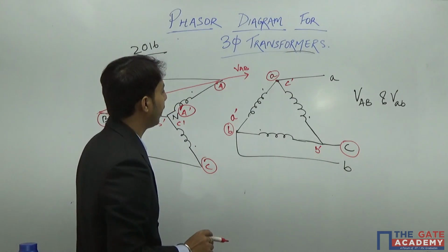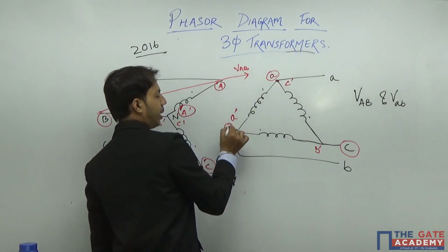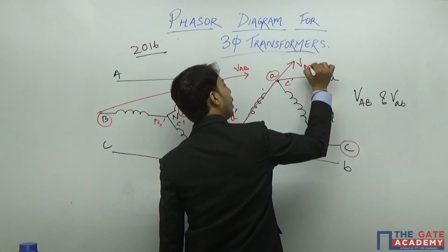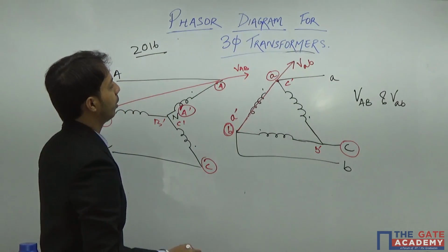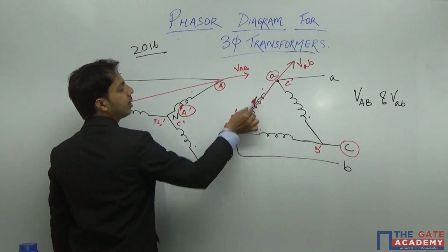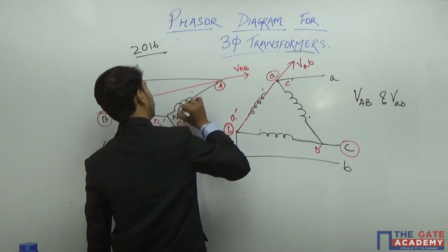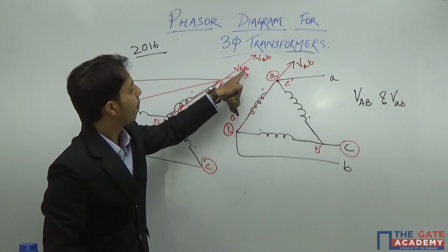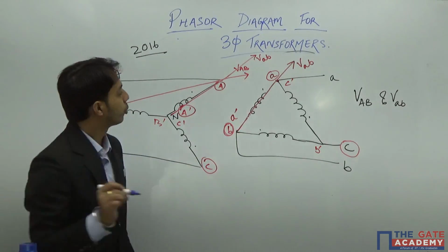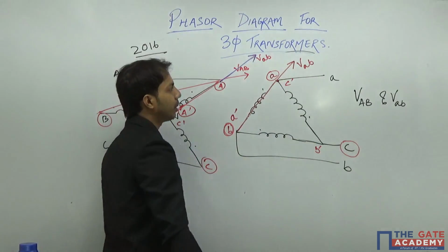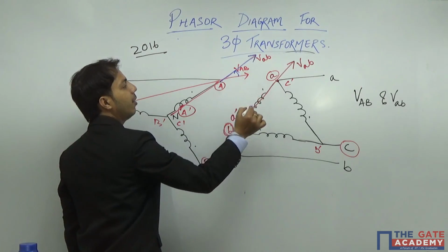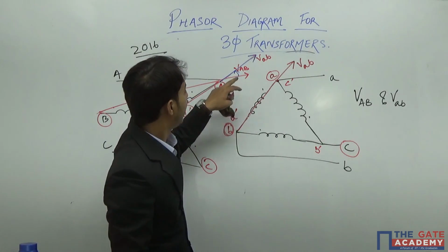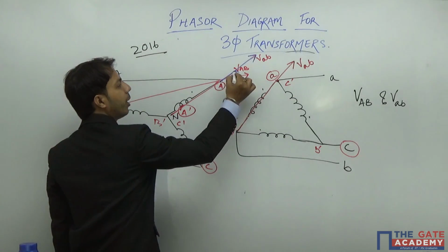Now I can easily say, since I knew this is B and this is A, that this is my V_AB. This is along the same winding, along this, so this is my V small a small b, or V secondary. This is my secondary blue one, my secondary line voltage, which is leading the line voltage of the primary, or I can say my primary line voltage is lagging by how much angle? So I need to find out this angle.